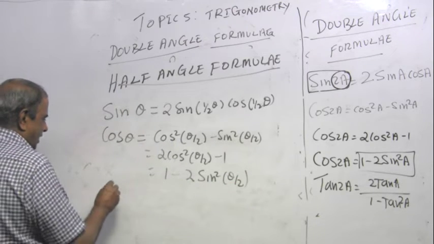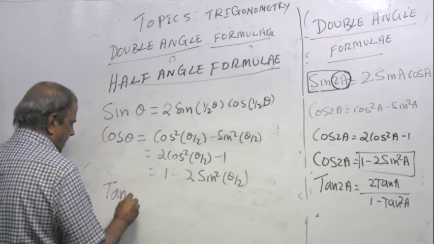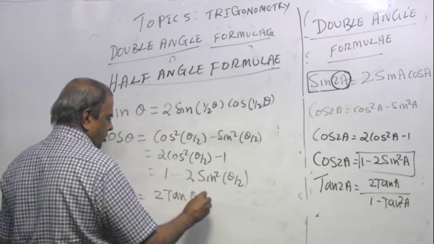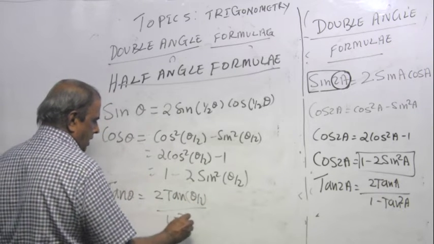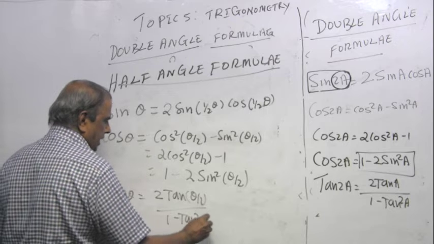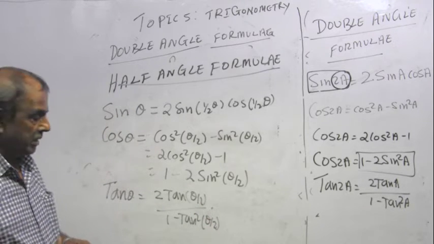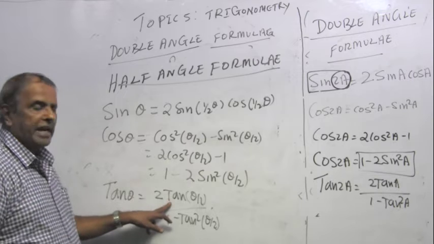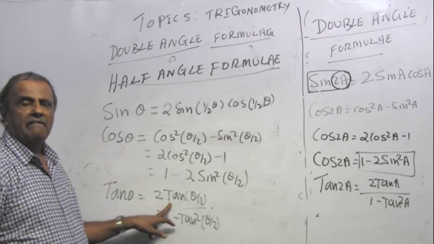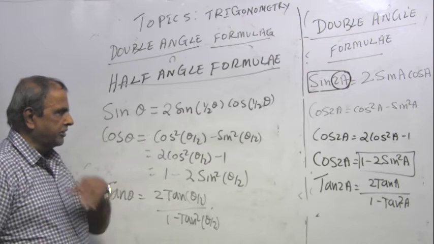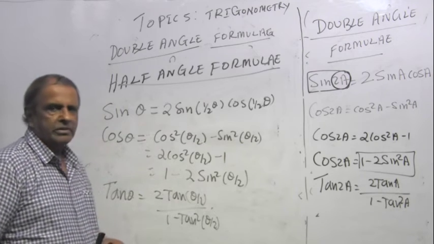Same way, you can write tan theta as 2 tan theta over 2 divided by 1 minus tan squared theta over 2. Especially, a common question will be finding the value of tan 22.5 degrees without using a calculator. Then you use a quadratic equation with this. We'll consider it in the next lesson.